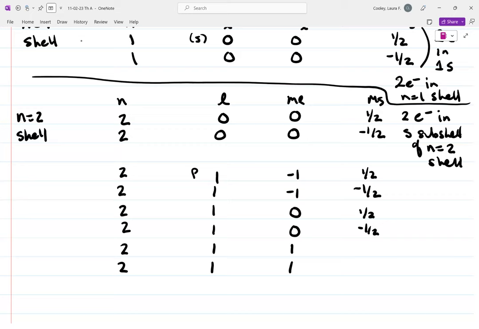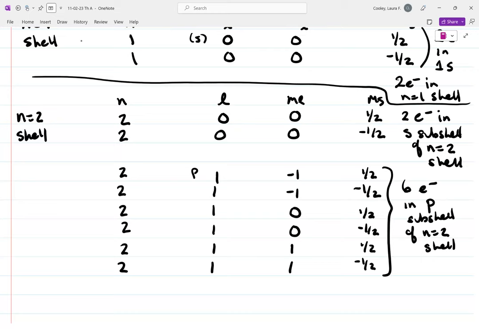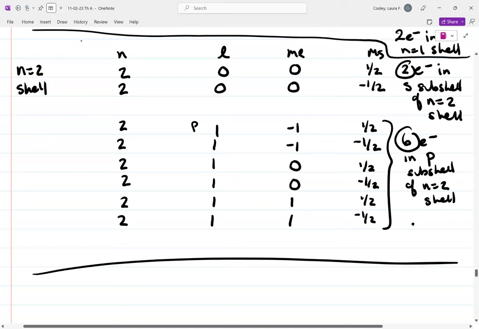And so I see here that I have 6 electrons in the P subshell of the N equals 2 shell. So if you add up the 2 and the 6, you get that you have 8 electrons in the N equals 2 shell.